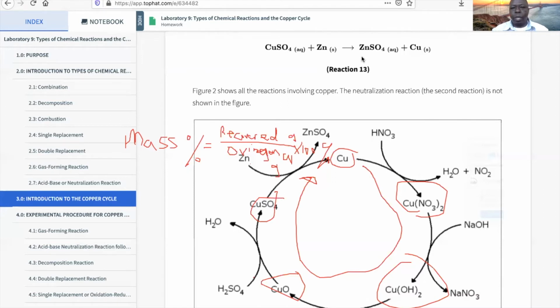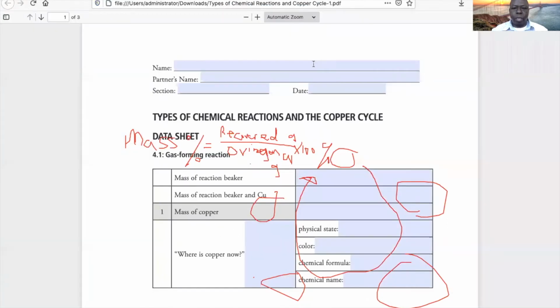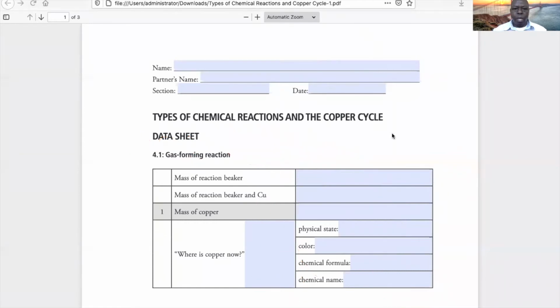Let's see the data sheet. How you will complete. You got to come to this circle and refer to equation A through equation 13 to be able to complete the data sheet. Here is the data sheet. Let me just clear this and make sure it's not hard. I'm just going to clear this and see how we will complete this. Cars forming reaction. All right.